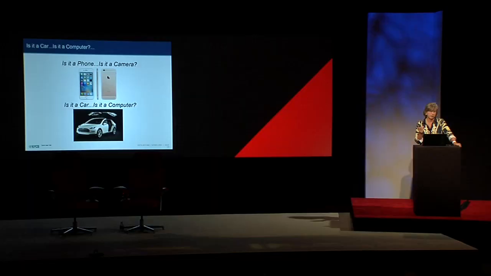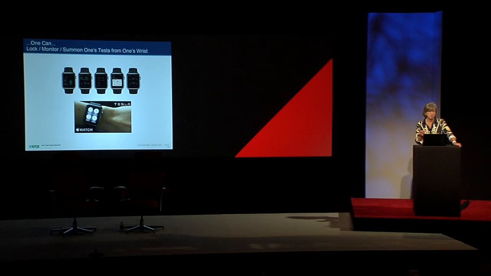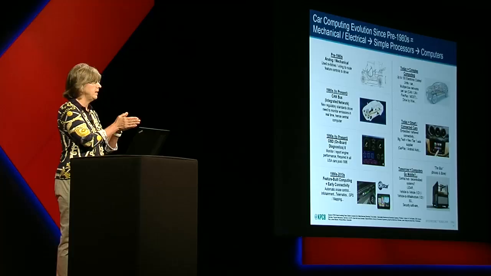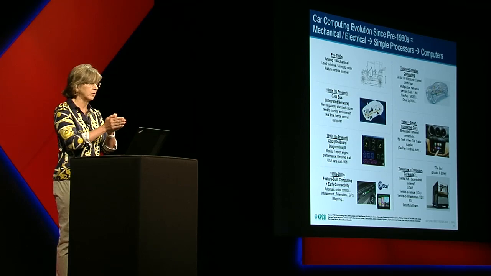We're also reimagining transportation. It's another new paradigm in human-computer interaction. Is it a phone? Is it a camera? Is it a car? Is it a computer? One can now lock, monitor, and summon one's Tesla from one's wrist. Car industry evolution, computerization is accelerating. The evolution since pre-1980s with cars, we've gone from mechanical, electrical, to simple processors, to computers.